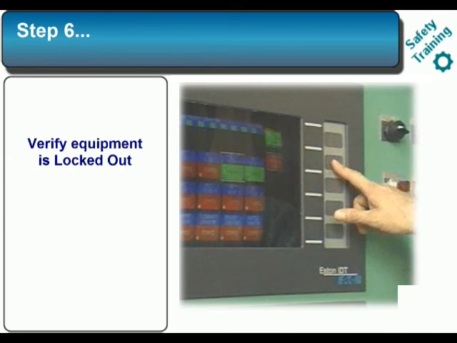The final step is to verify equipment is locked out. This step includes checking that all other workers are clear, checking that the locking devices are securely placed, rechecking the isolation, and then attempting normal startup. If the controls did not function, the lockout was correct. After completing step 6, remember to return all controls to the off or neutral position.